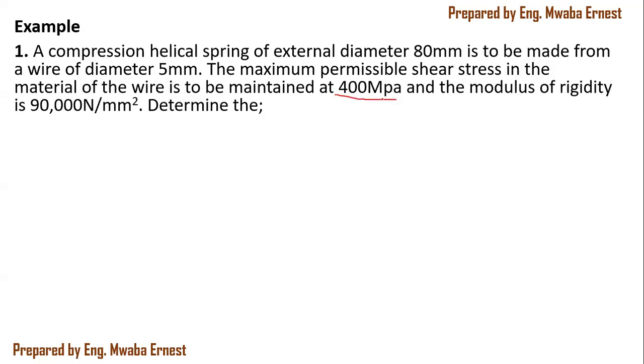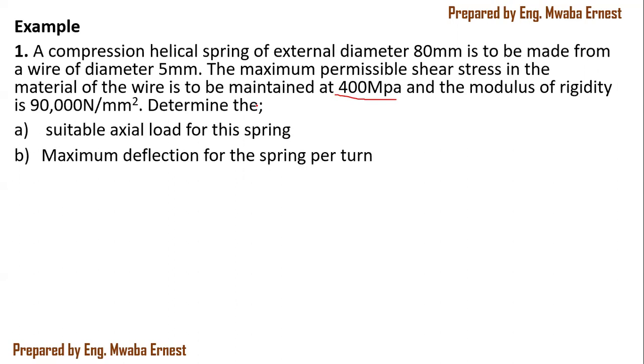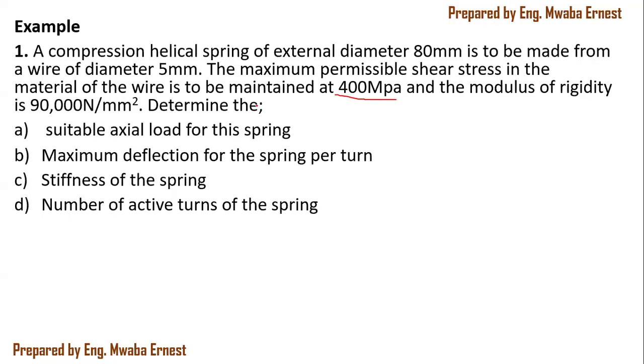Modulus of rigidity, 90,000 newtons per square millimeter. Determine the suitable axial load for the spring, maximum deflection for the spring, stiffness of the spring, and number of active turns of the spring. Okay, just like that. So those are the four items we need to find.